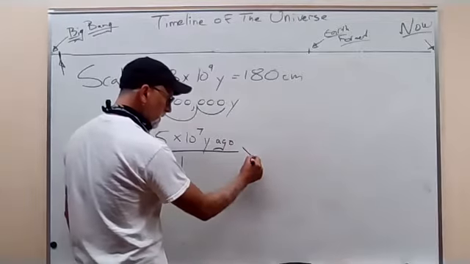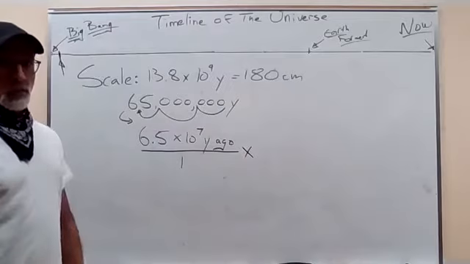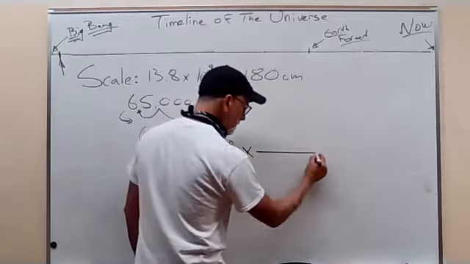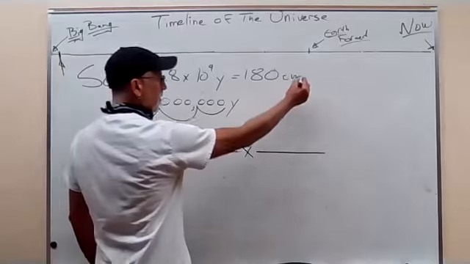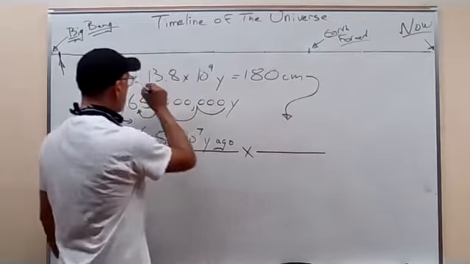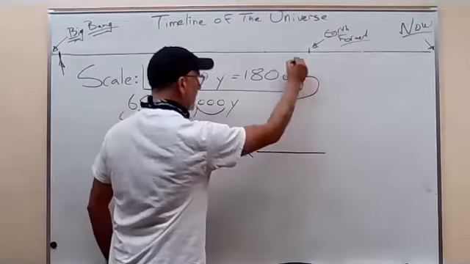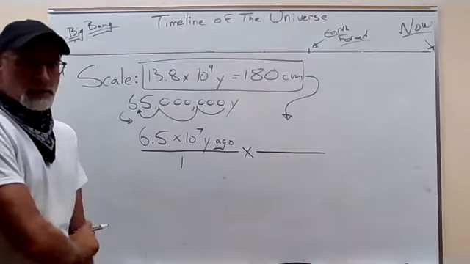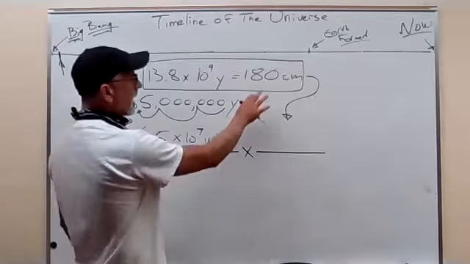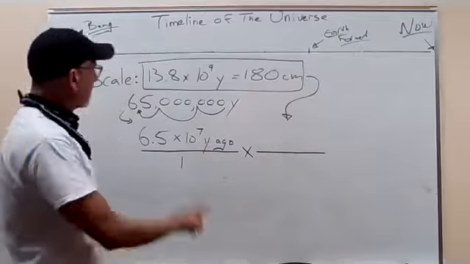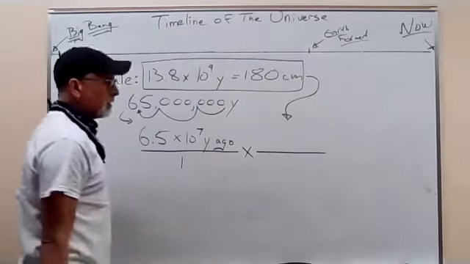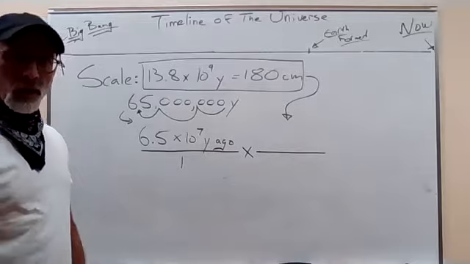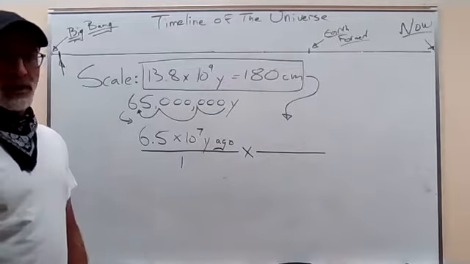So the next thing you do is you multiply. Well, what do I put in here? I'm going to put in another fraction. I'm going to take my scale, this information right here. This is the scale for my timeline. And again, like I said earlier, my timeline is 180 centimeters long, here to here. The length of your timeline is going to depend on how long your piece of paper is, whatever you select for this project.